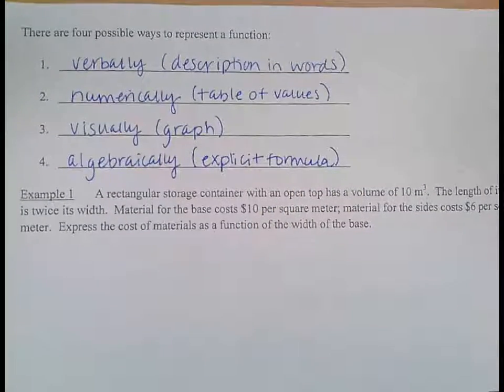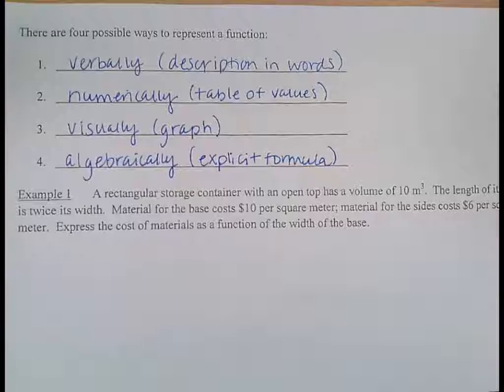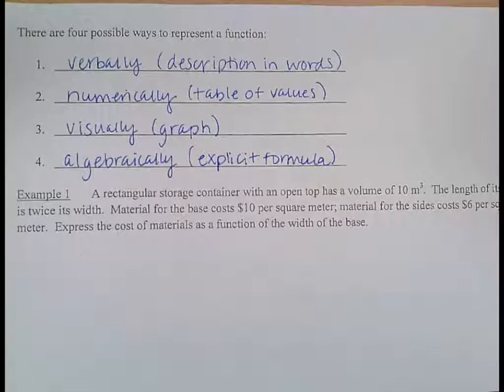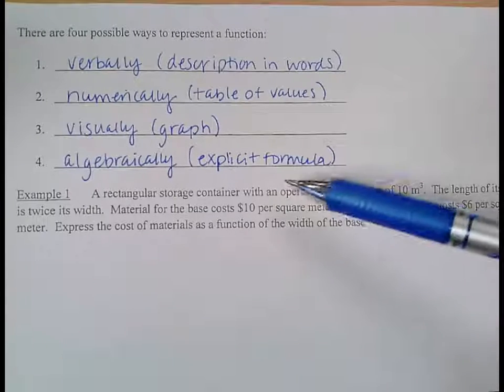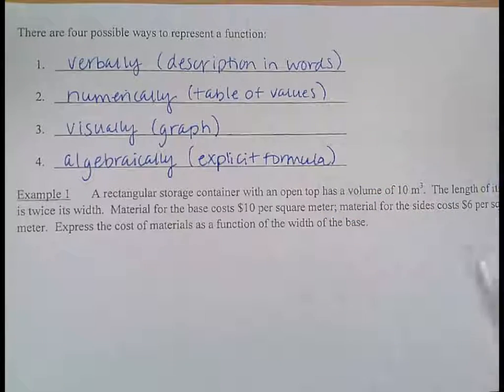That's always the nicest representation, if you have a formula. So the idea here is that if we have one representation, we can maybe gain the other three representations. So if we have a graph, can we somehow get that formula, maybe by using a table of values, and then we could also describe the graph in words, what's happening.